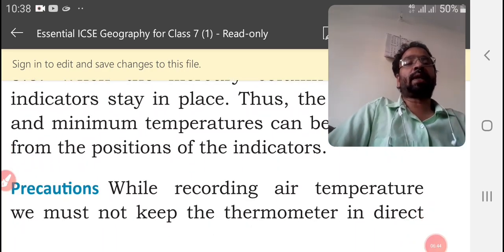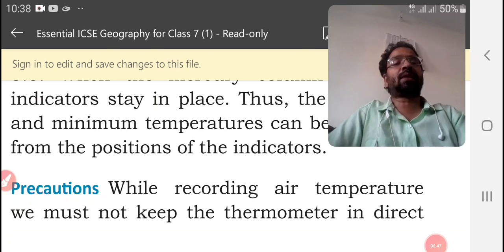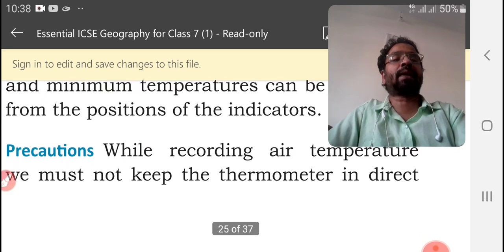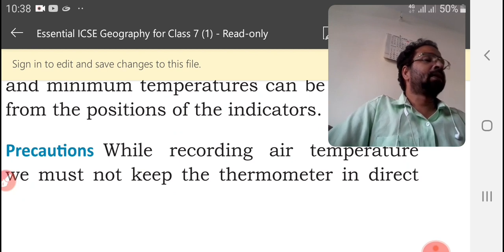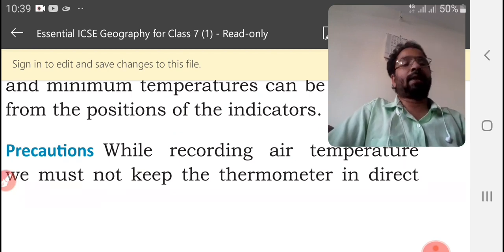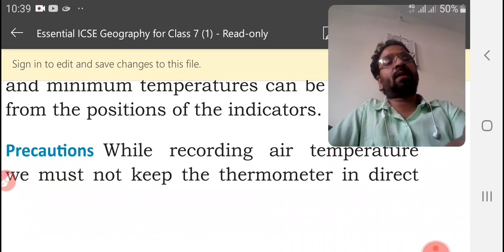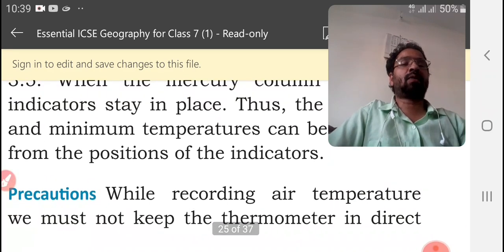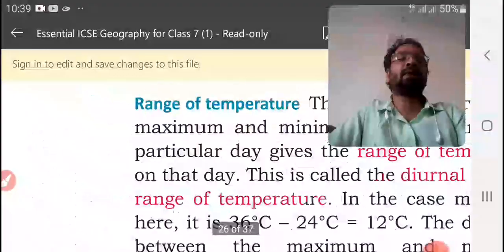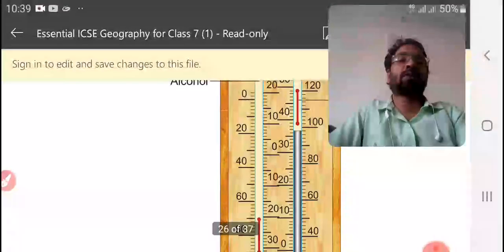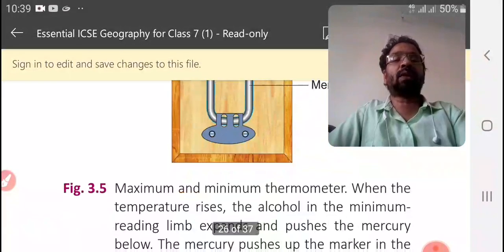Precautions while recording air temperature. We must not keep the thermometer in direct sunlight. That is the main thing. Whenever we are keeping the thermometer outside, we should not keep it on open ground. Okay, why should we not keep it there?